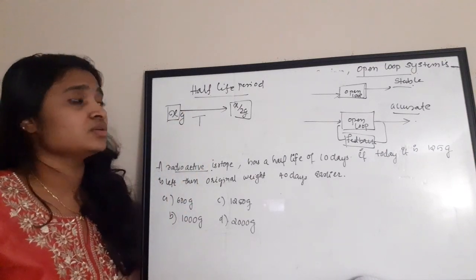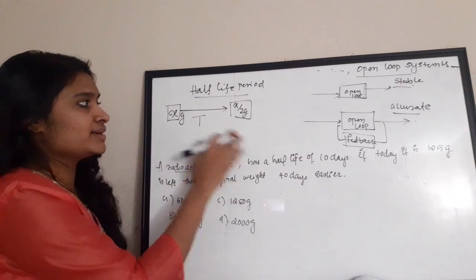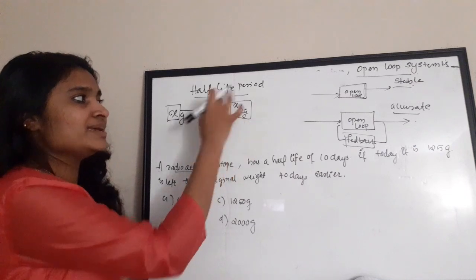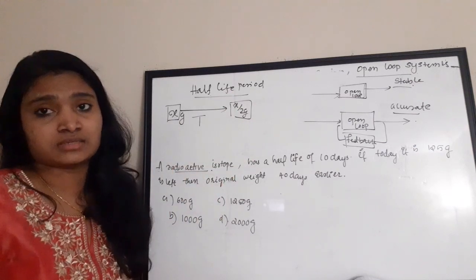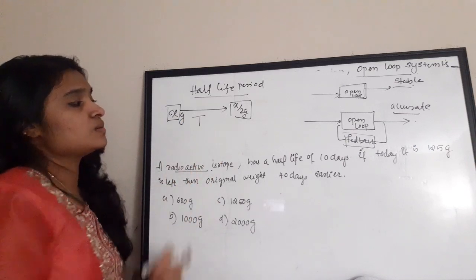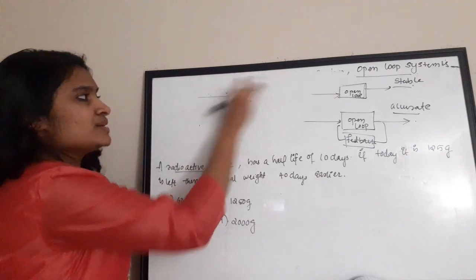Let us now go into the definitions. I hope you have understood the concept. X to X by 2 has changed, that is, half the value has been disintegrated, and this time period is called the half-life period. Now let us move on to the question.